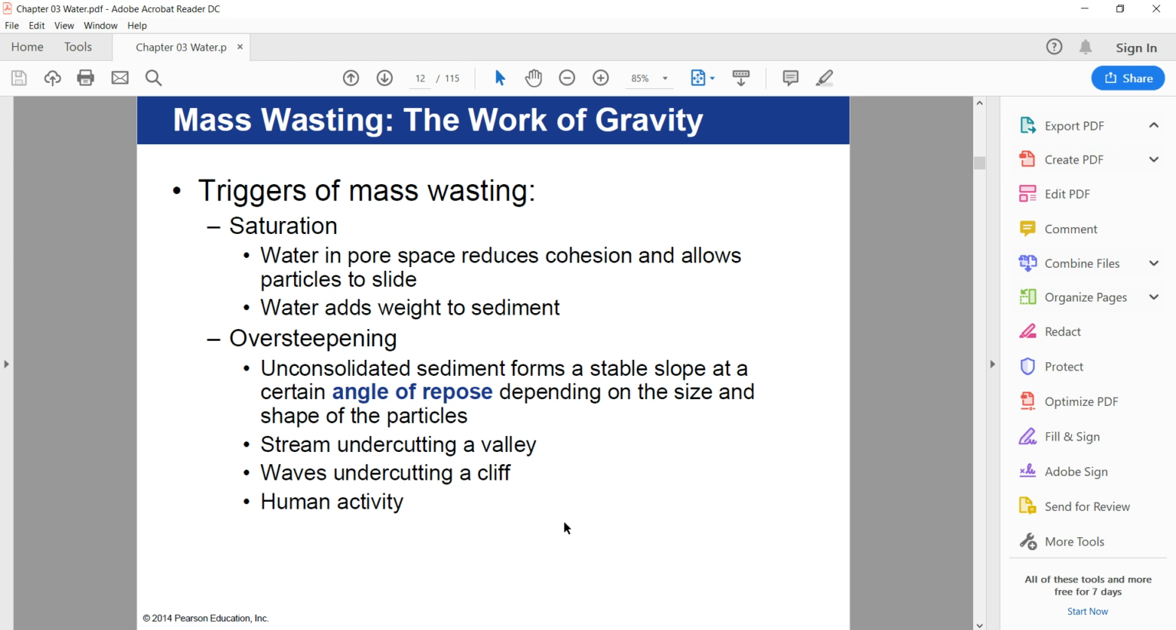In the case of a marine environment, waves are doing a similar weathering effect, just like a stream. It is undercutting a cliff, and then eventually, due to extensive wave action, the cliff will undergo over steepening and then eventually go through a mass wasting event. Human activity, especially urbanization, which changes the landscape, can also sometimes lead to over steepening of the landscape.